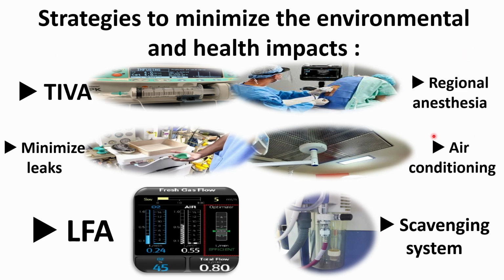It's preferable, if there is an option, to use regional anesthesia or blocks, spinal, brachial plexus block, or any other nerve block. Try to minimize leakage by checking the anesthesia machine, air conditioning and good ventilation of the OT, usage of low flow anesthesia, and finally the scavenging system, which is our topic.